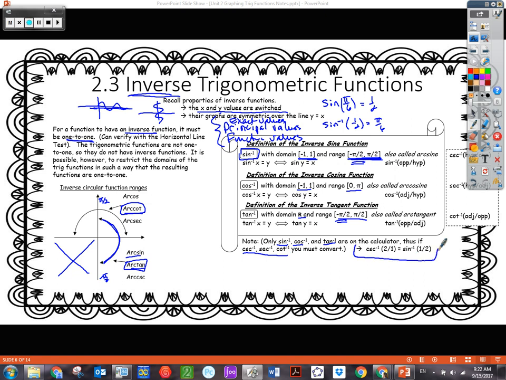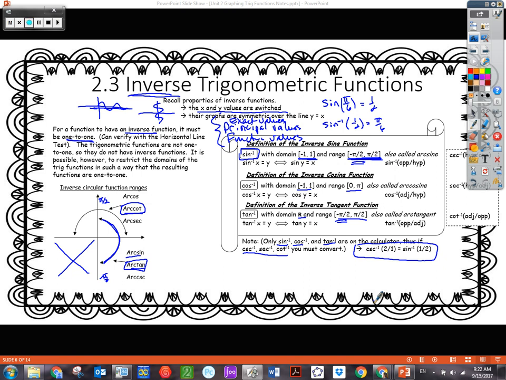One happens to be this little option over here. So if you're asked to find arc cosecant of 2, or 2 over 1, you can actually take the argument and do the reciprocal of it. Why? Because cosecant and sine are reciprocals of each other, right? And so if we do the reciprocal of this argument, we could type it in our calculator as sine of 1/2. Okay, so that's one way to do it.